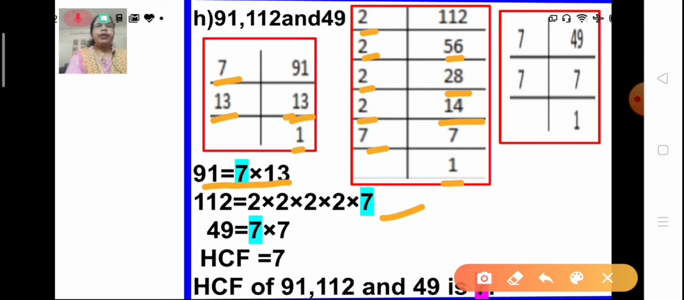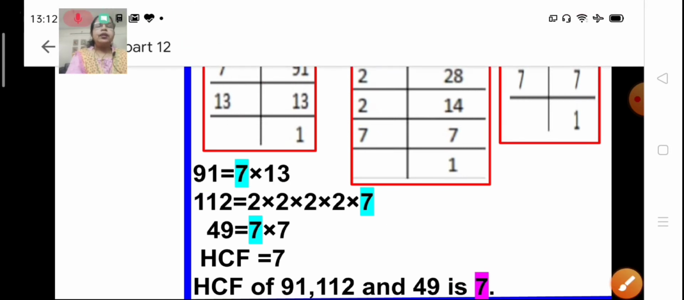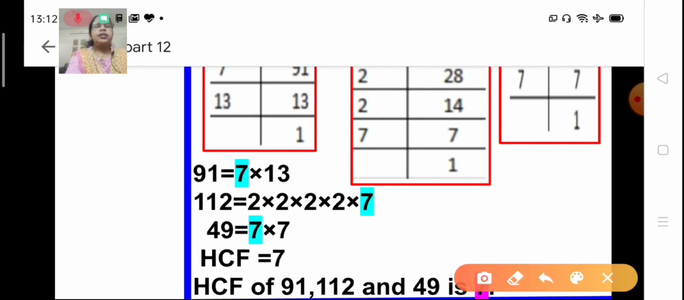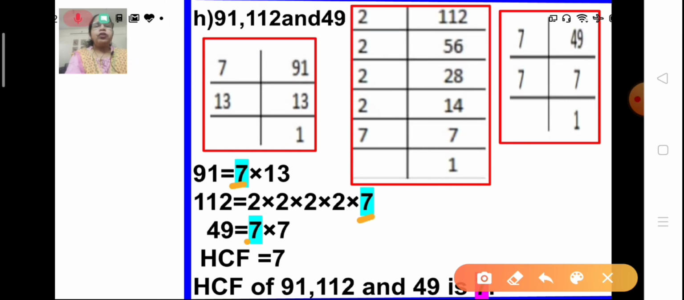Similarly, let's prime factorize 49. 49 is divisible by 7. 7 7s are 49. And 7 is divisible by itself. 7 ones are 7. So what is the prime factorization of 49? It is 7 into 7. Now let's find the common prime factors. What are they? 7 is the common factor of all the three numbers, isn't it? So we take 7. And what is the HCF of 91, 112 and 49? It is 7.